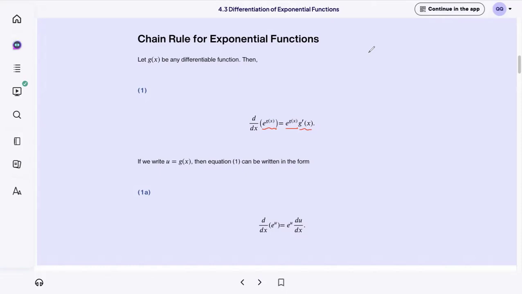Let's give an example to see. We have e raised by 3x squared. So g of x is 3x squared. First, we get e raised by 3x squared itself. Then like remember, it's always m multiplied by the original function. Well, how do we find the m? M in this case is the derivative of 3x squared, which is 6x.